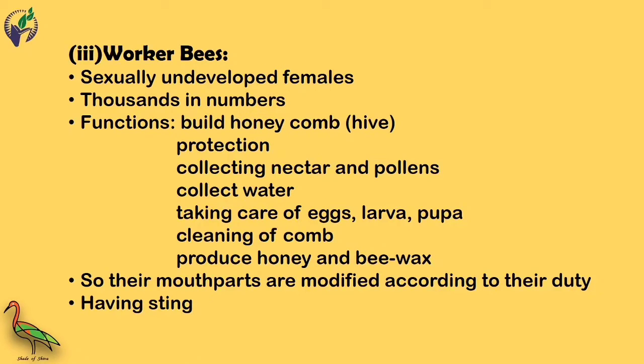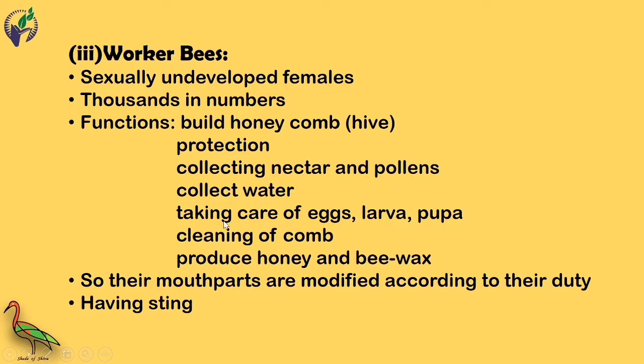Let's move on to the third, the worker bees. Worker bees are sexually undeveloped females. It means in the hive there are two types of female. One is fertilized and the second one is unfertilized. Unfertilized means the workers. They are sexually undeveloped, which means they can't produce eggs or new progeny. They are thousands in number. As I told you, in one hive more than 90% of the bees are worker bees.